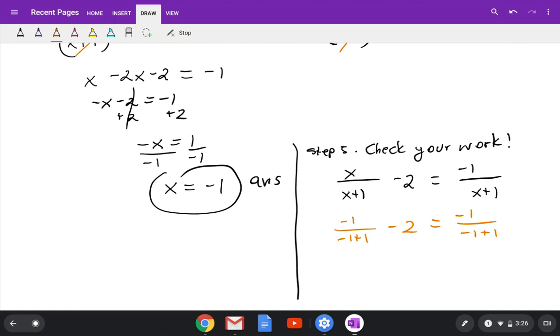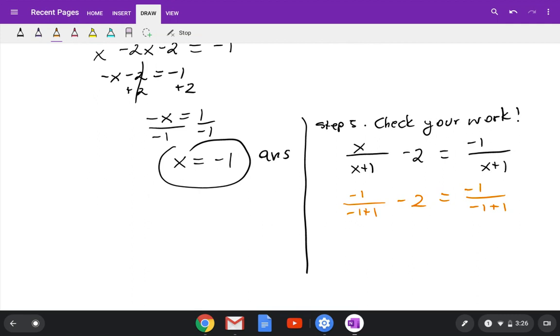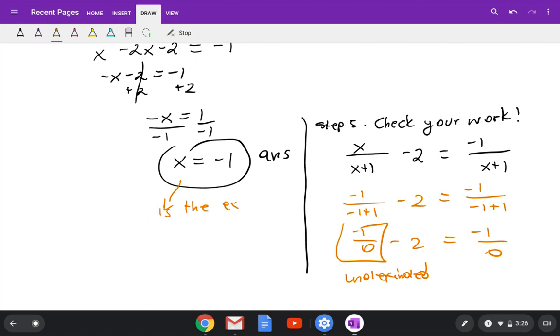So it's good that you guys check your work, because look what happened. We end up with negative 1 over 0, minus 2, equal to negative 1 over 0. So we know that something like this is undefined. So that means x equal to negative 1 is what we call an extraneous solution, which means a fake solution.